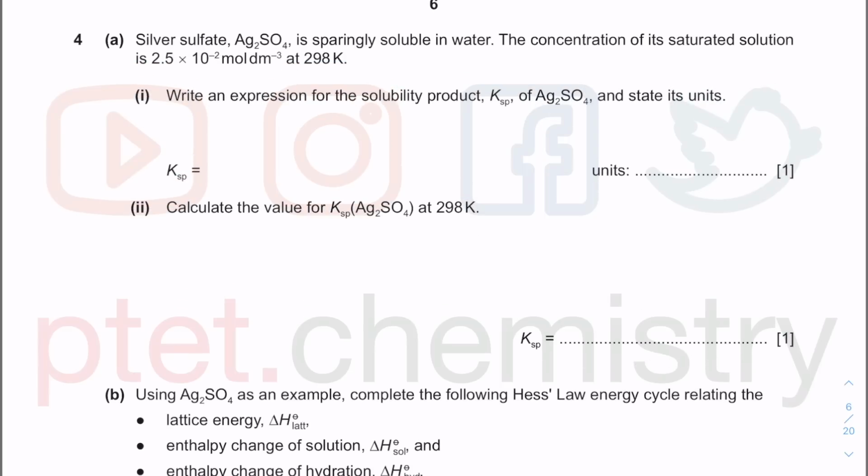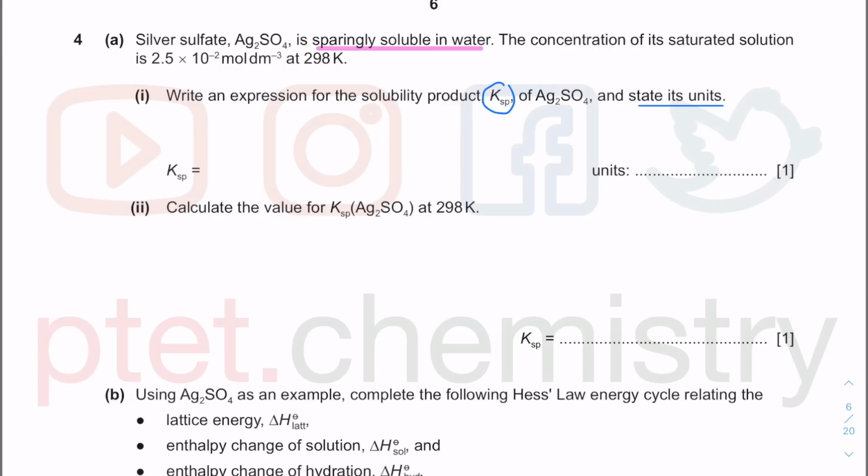In this next question, we have silver sulfate. This is about a sparingly soluble salt. So clearly, they are going to ask you about Ksp, which is the equilibrium constant for a sparingly soluble salt. And they want you to state the units for 1 mark. So pretty stingy here, this old paper. In a new paper, perhaps you get 1 mark for this and 1 mark for the unit.